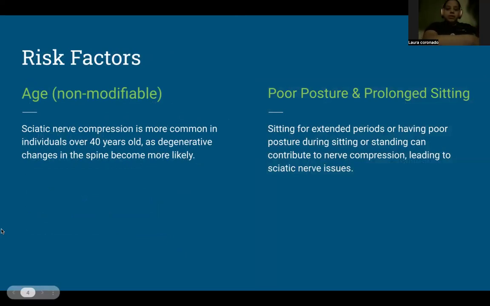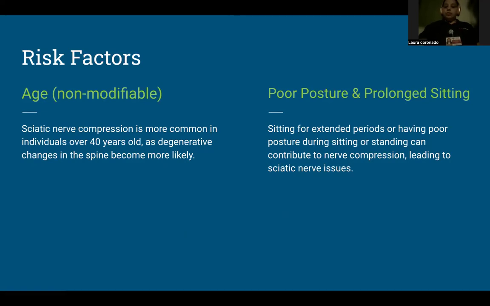So, some risk factors that we may see. Non-modifiable risk factors would be age, because naturally, as we age, we will see some degeneration throughout our bodies, and that includes our lumbar spine. So, particularly individuals over 40 years old will see these degenerative changes in their spine more than others. But some modifiable risk factors we would see are poor posture and prolonged sitting.